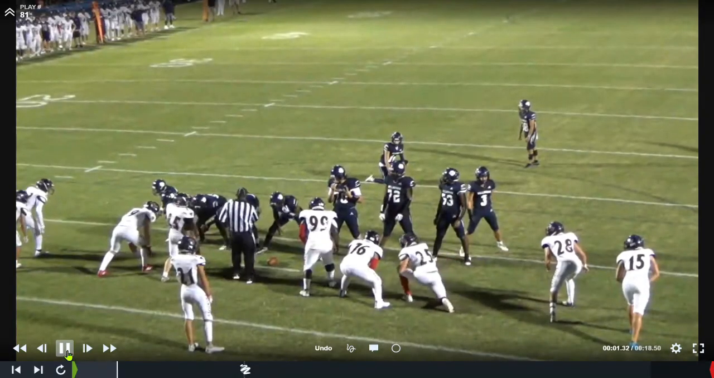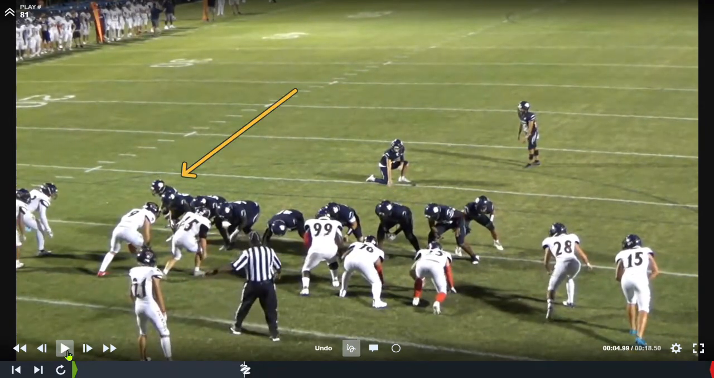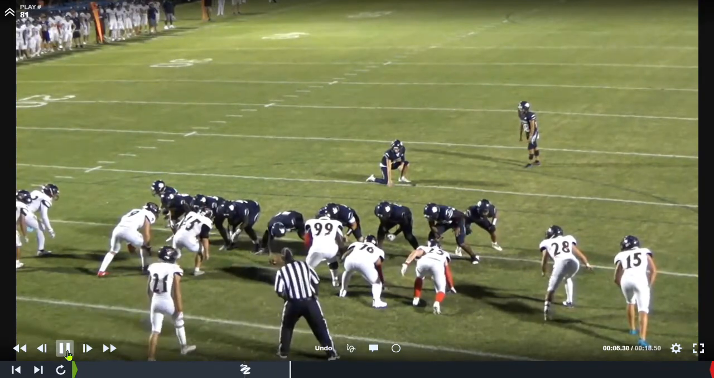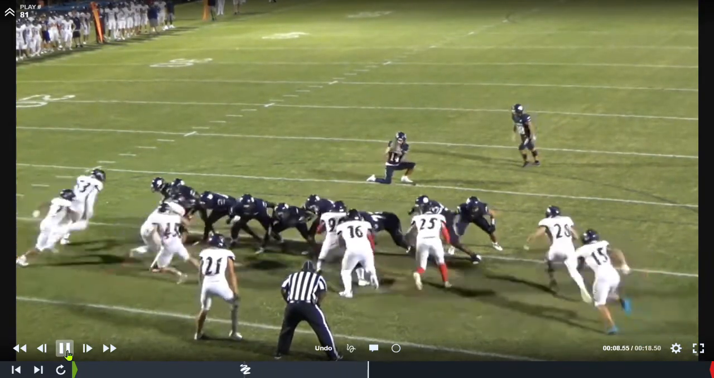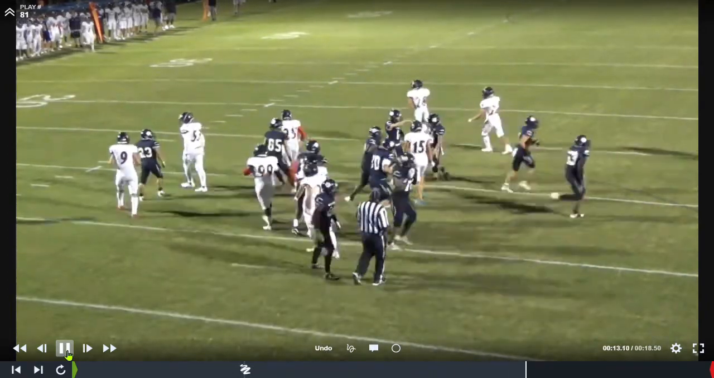As you can see, first of all, let's remember that all players blocking below the waist on the line of scrimmage must be on the line of scrimmage. The contact must be in the zone. It must be immediate. This does not meet that criteria, so this would be an illegal block below the waist.